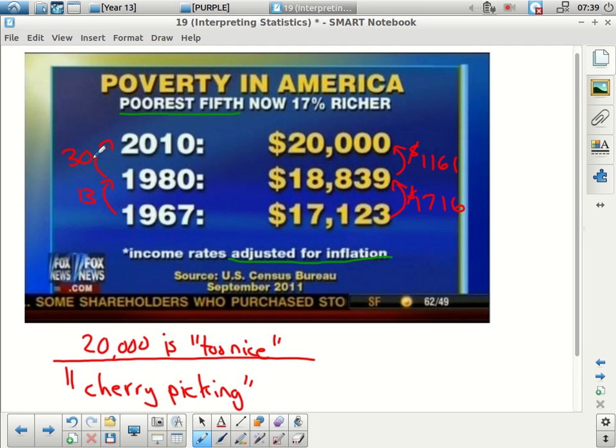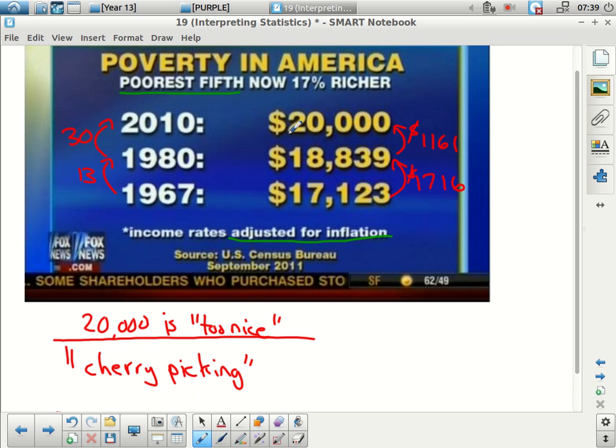And again, if this is 30 years, as a rough estimate, that would be about 0.5% per year. The rate of inflation is higher than that, so you're still not doing well. But again, they're trying to make it sound like it's okay. Why did they pick these three numbers, 67, 80, and 2010? Why these three and not show a whole bunch more data? This is a phenomenon we call cherry picking, trying to pick just the best data that will work for the situation.